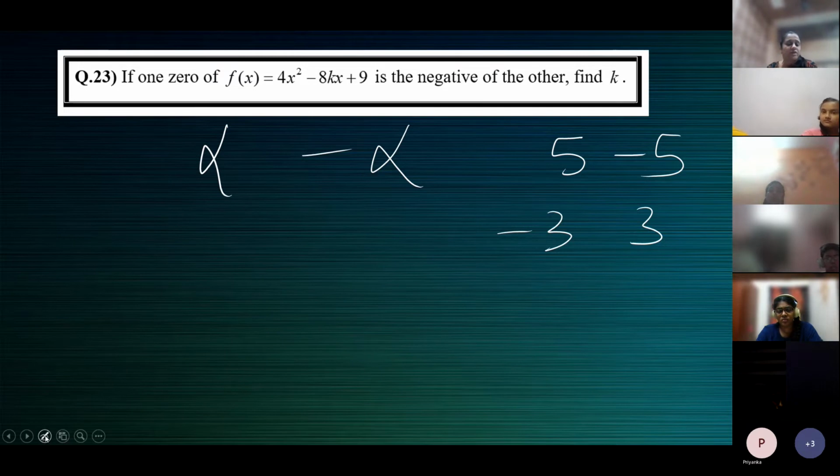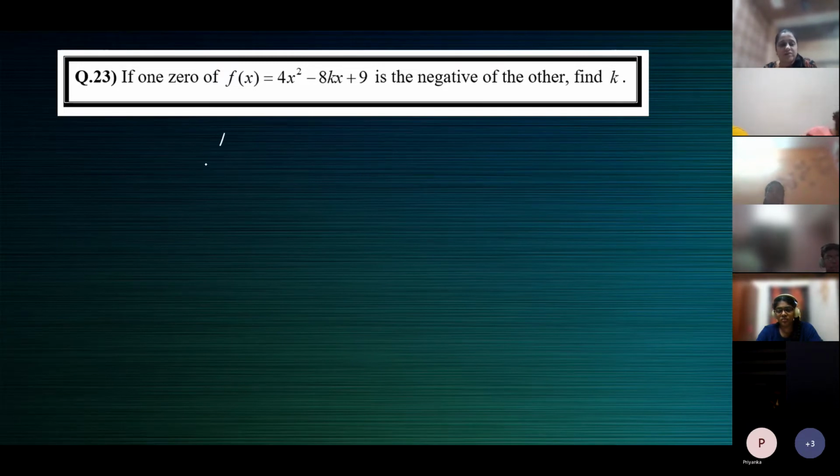One zero is the negative of the other. So if you take one as alpha, the other is minus alpha. So let the zeros be alpha and minus alpha. We know that the sum of the zeros. So here you'll have to use the condition sum of the zeros.